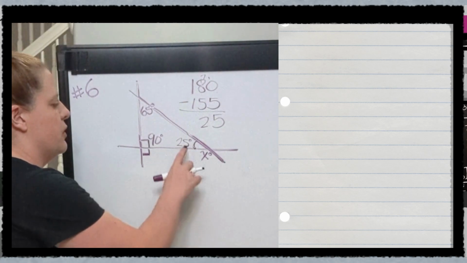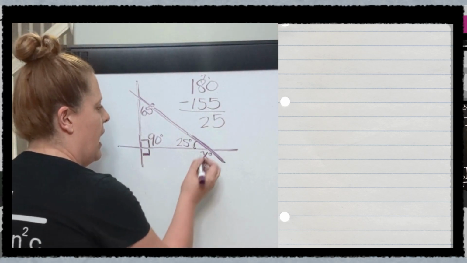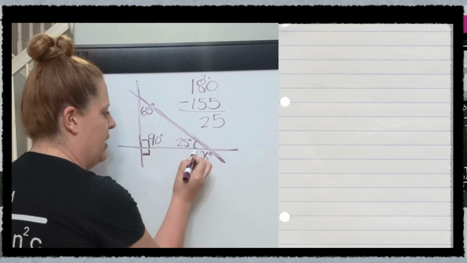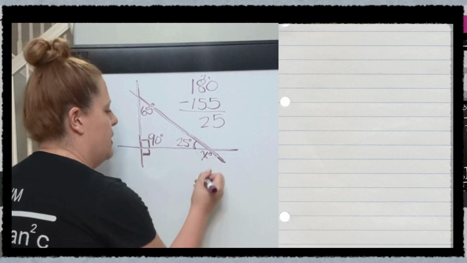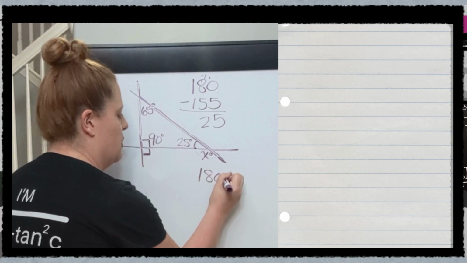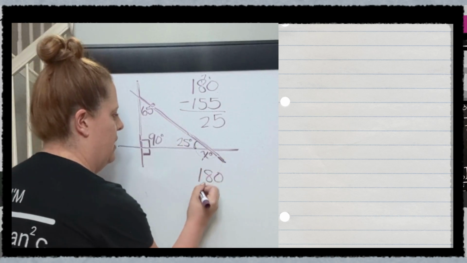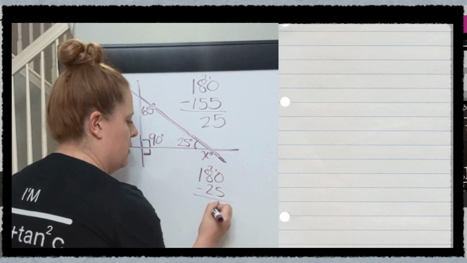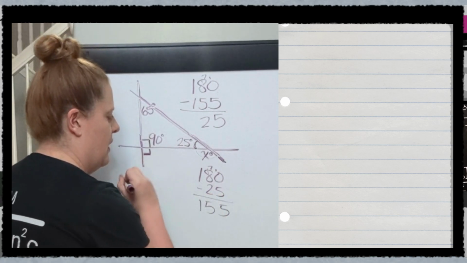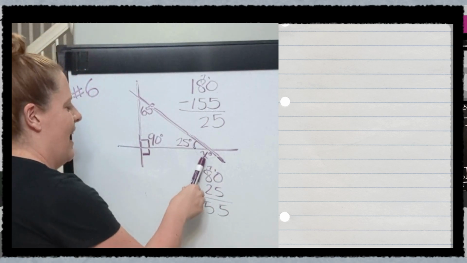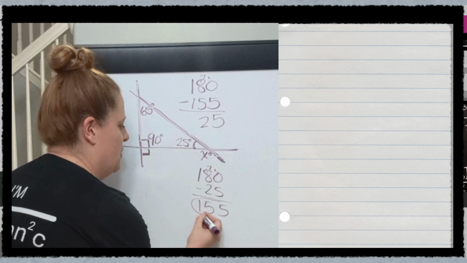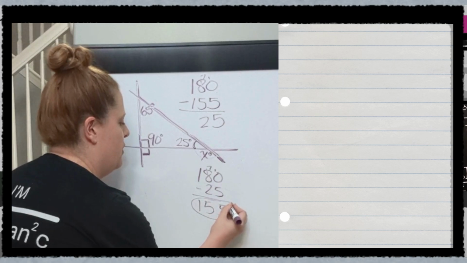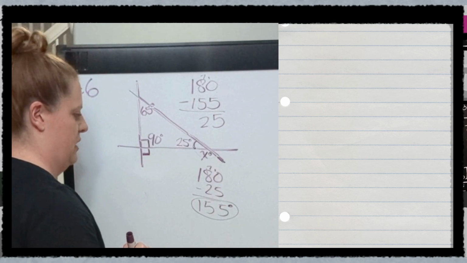Okay, so if that's 25 degrees and it makes that straight line with x, we can say x is equal to 180 degrees, the straight line, minus 25. Calculating, and we get x is equal to 155 degrees.